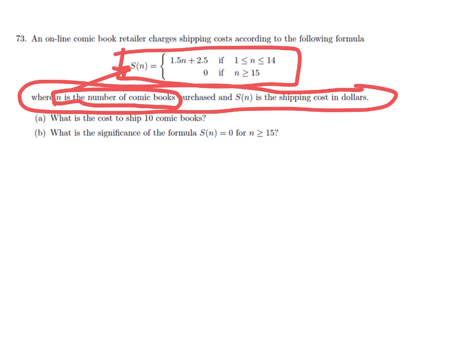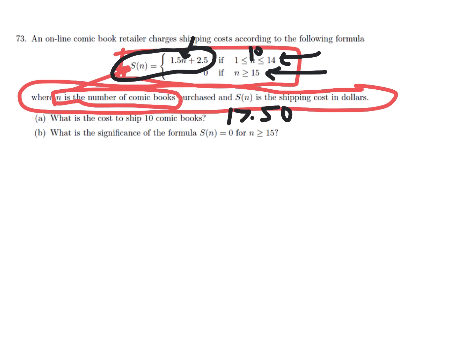So I'm going to put a 10 for n. So then I got to see, is it in here or is it in here? Well, 10's clearly between 1 and 14, so I got to use this one. That's how you tell which shipping method you use. So now, if n is 10, I put the 10 there. 1.5 times 10 is easy, it's 15. Plus 2.5, 17.50. Raise your hand if you had 17.50.